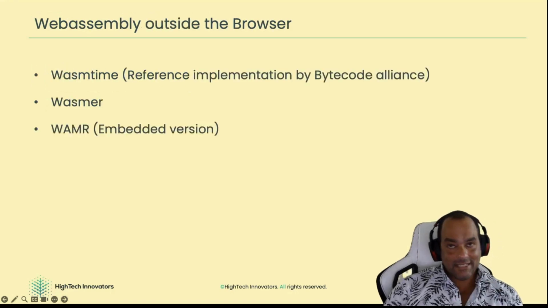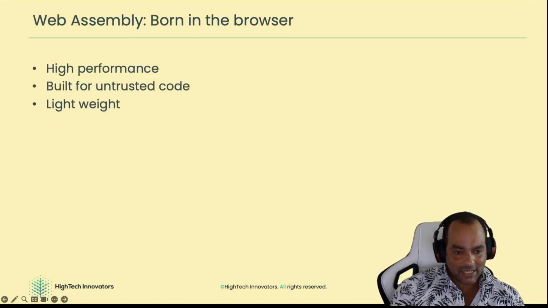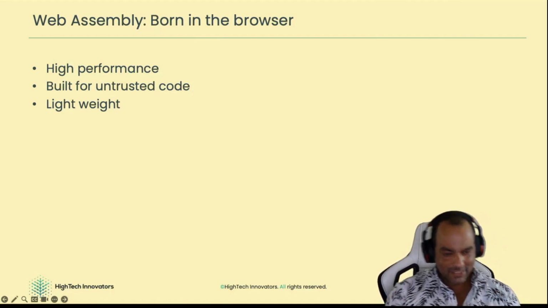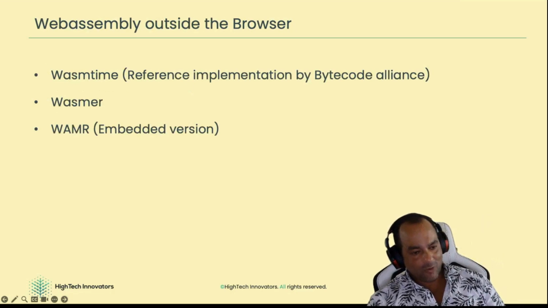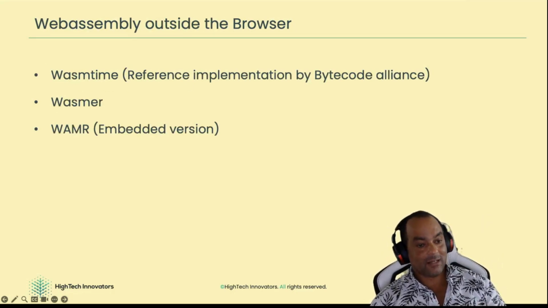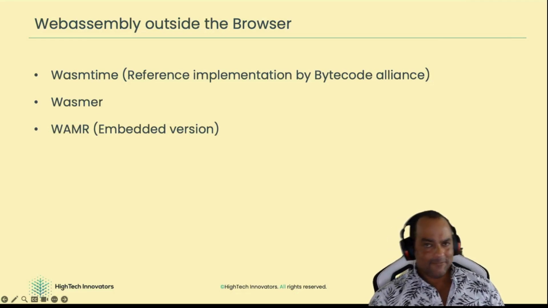So these properties also got the interest of backend developers. They think, like me, "I want some high performance build for untrusted code, lightweight stuff as well." And that has been going on for a while, so that we can run WebAssembly outside the browser.